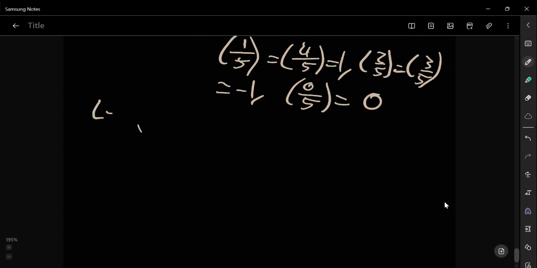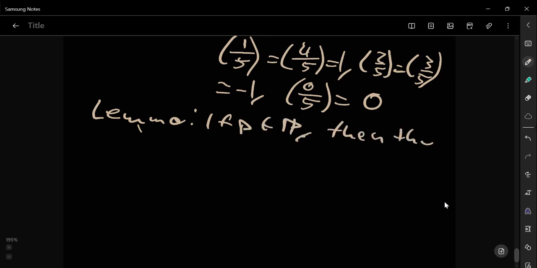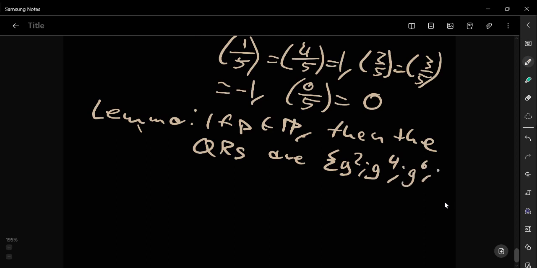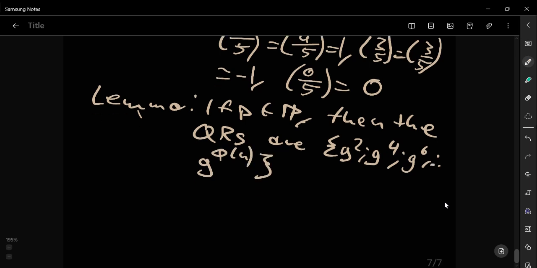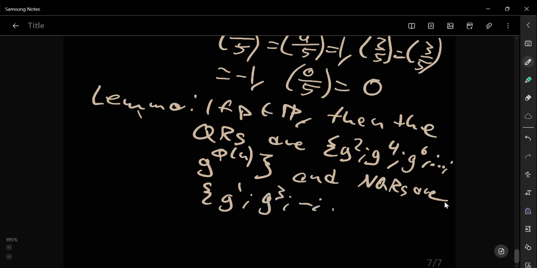So now let's write down a lemma. So this lemma says if p is a prime, then the quadratic residues are just g squared, g to the power of 4, g to the power of 6, and so on up to g to the power of phi of n, or g to the power of 0. And the non-quadratic residues are g to the power of 1 and g to the power of 3 and up to g to the power of phi of n minus 1.